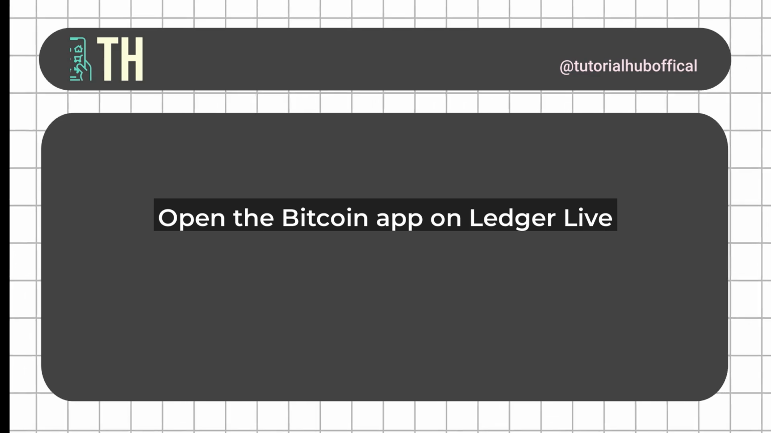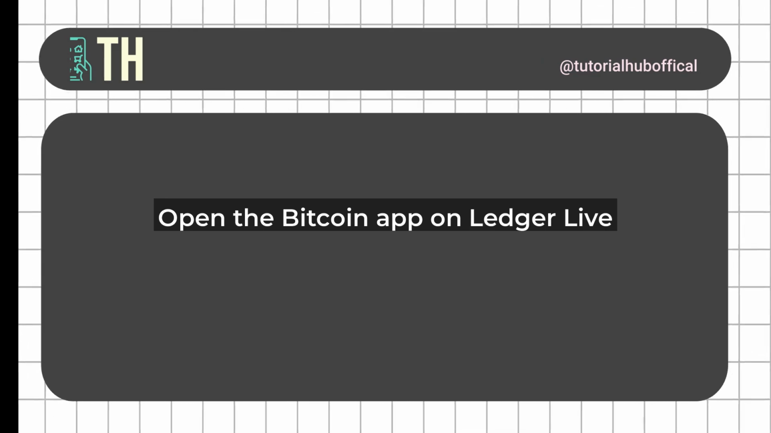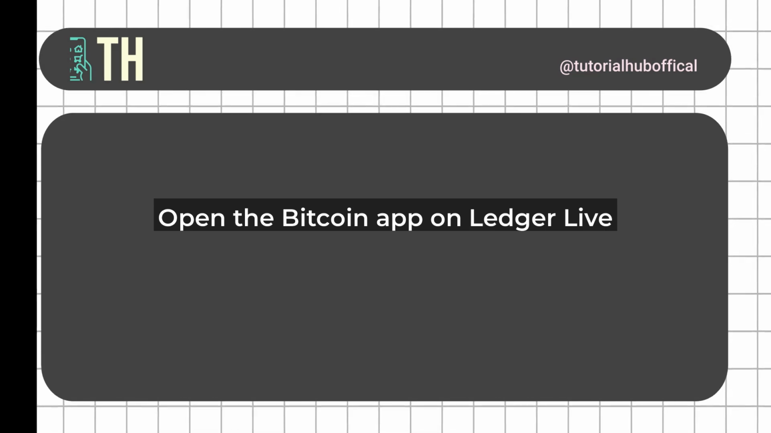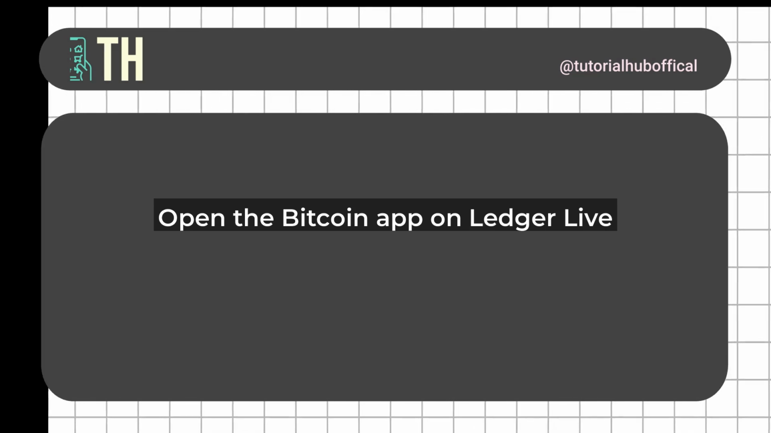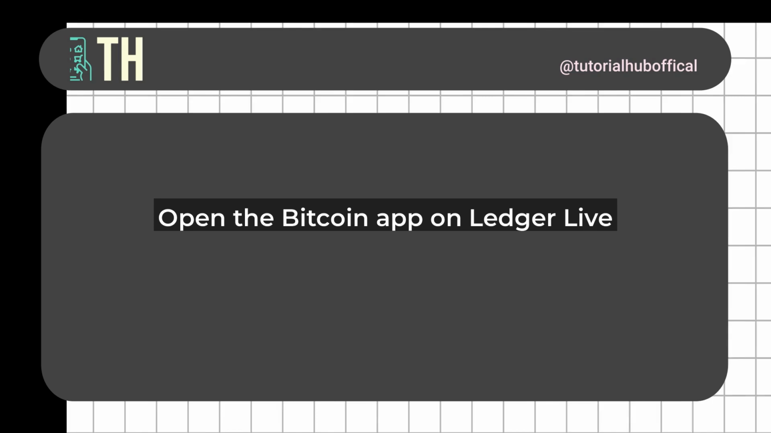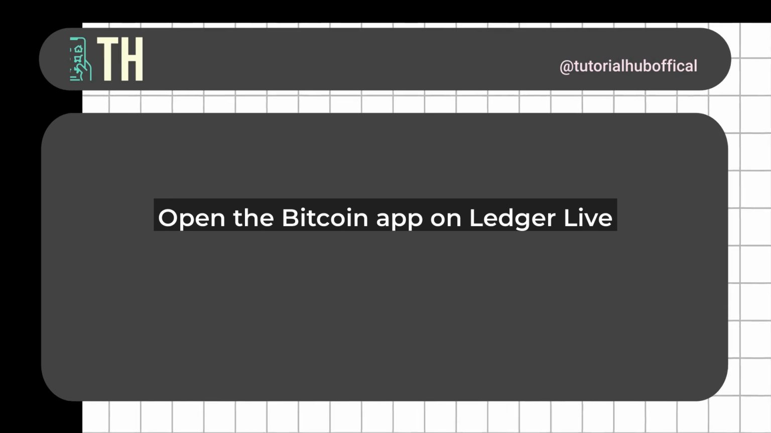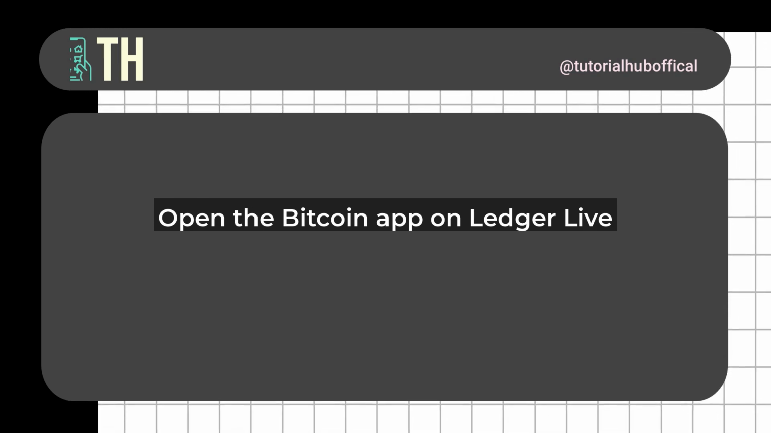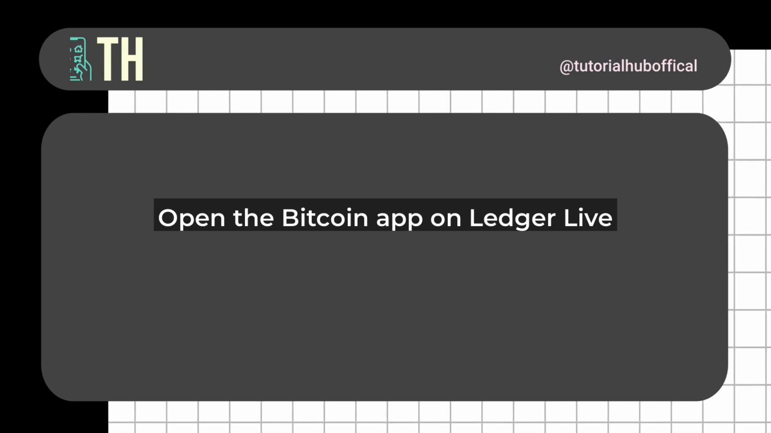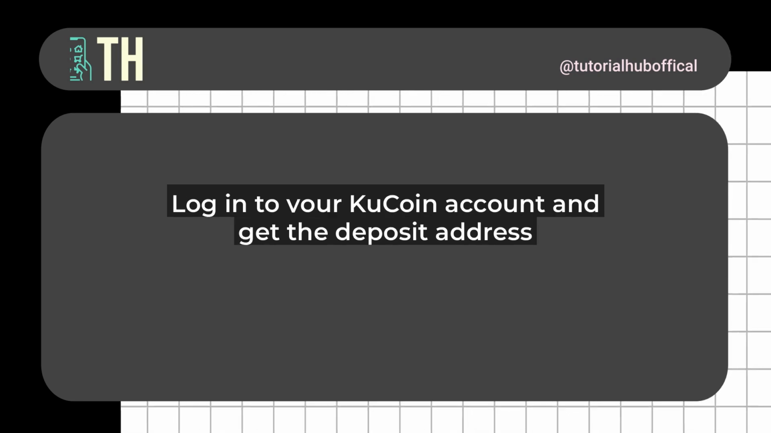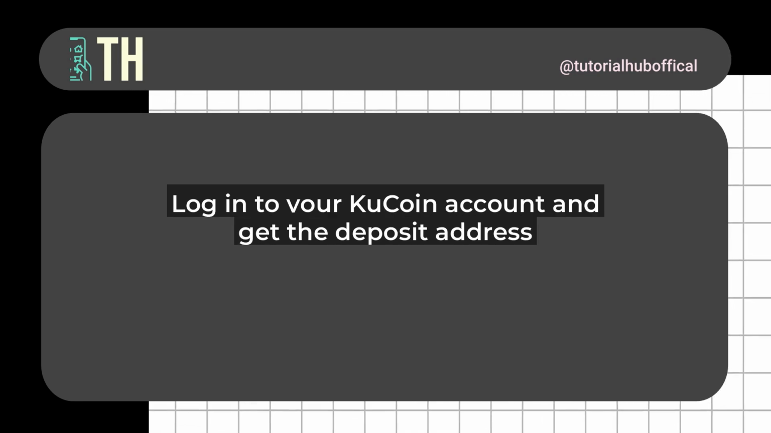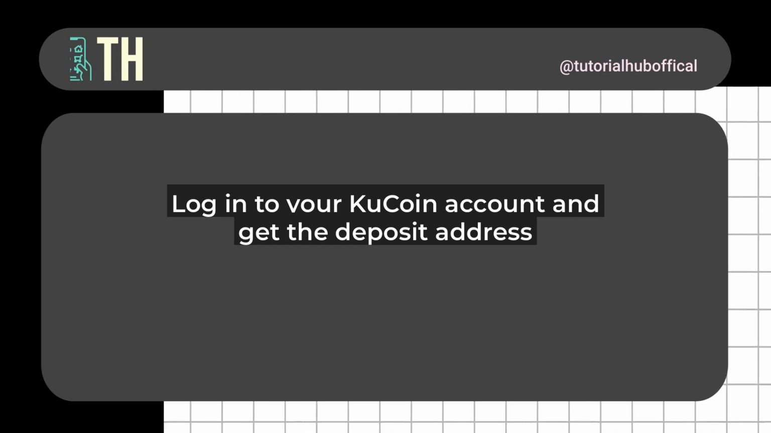Let's jump right in. First things first, make sure your Ledger Nano X is set up and updated. Plug it into your computer or connect it via Bluetooth, and open the Ledger Live app. If you haven't already, install the Bitcoin app on your device by going to the app catalog in Ledger Live and selecting Bitcoin. This ensures you're ready to manage your BTC securely.